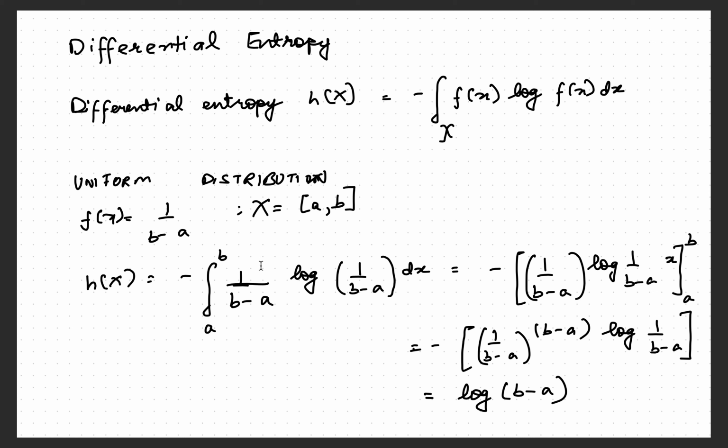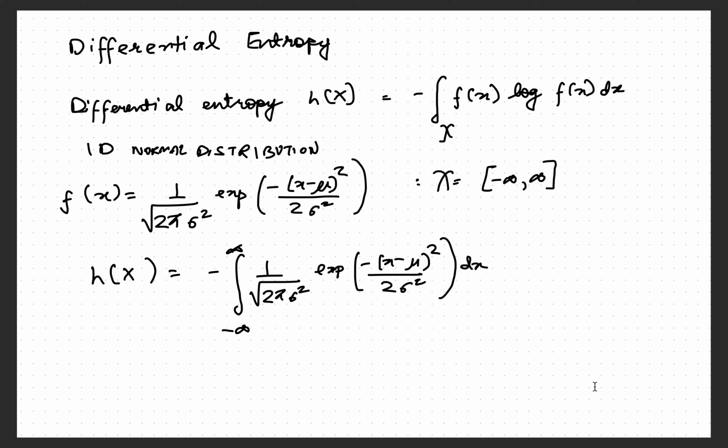So you should notice that there is no term of x here. Thus, all of this can be treated as constant, and effectively what we'll end up with is a constant times x after the integration, and that x limit going from a to b would be b minus a. That will get cancelled with the b minus a over here, and multiplied by minus log of 1 by b minus a, which is just log of b minus a. Generally, we use base e here, the natural logarithm.